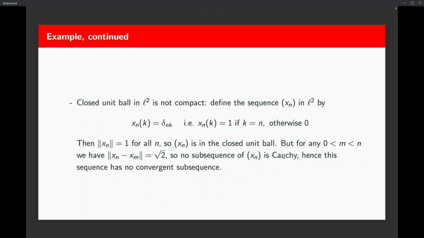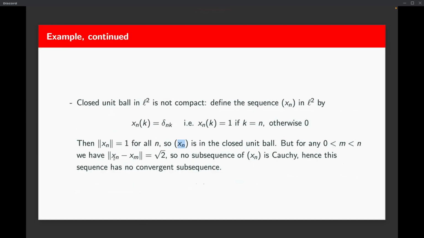And then just for completeness, I do show that the closed unit ball in L2 is not compact. You guys have probably seen this before, but it's fun to go through. If you define a sequence in L2 that is all zeros except 1 in the nth slot, then the norm of each of those xn's is obviously 1, because you take the square of the 1 and the squares of zeros, add them up, and you get 1. So each element of the sequence is in the closed unit ball.